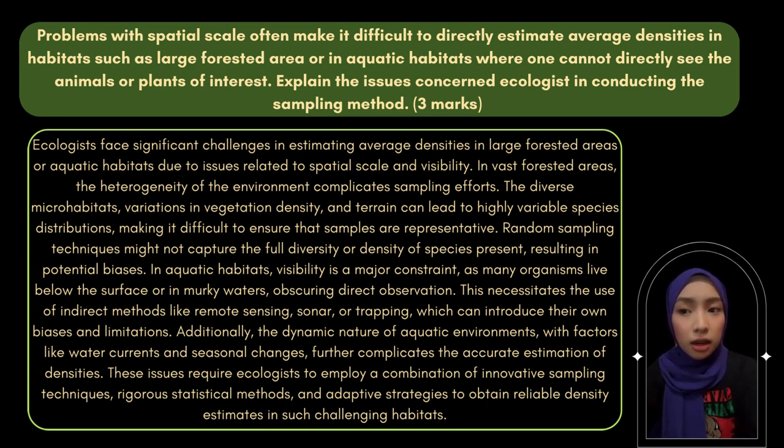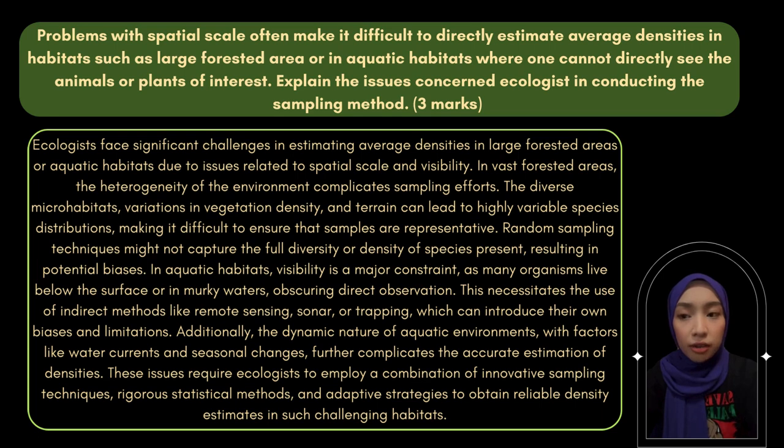habitats such as large forest area or in aquatic habitats where one cannot directly see the animals or plants of interest. Explain the issues that concern ecologists in conducting the sampling method. Ecologists face significant challenges in estimating average densities in large forest area or aquatic habitats due to issues related to spatial scale and visibility.